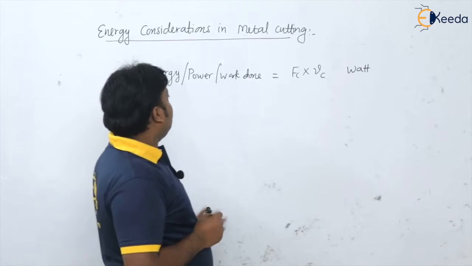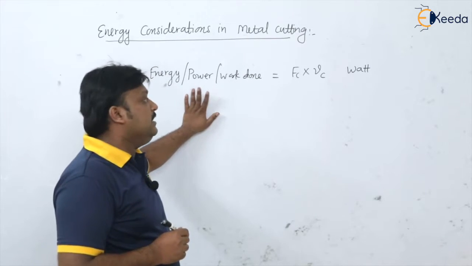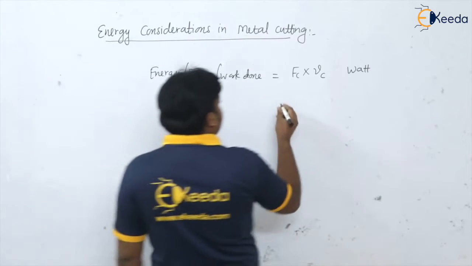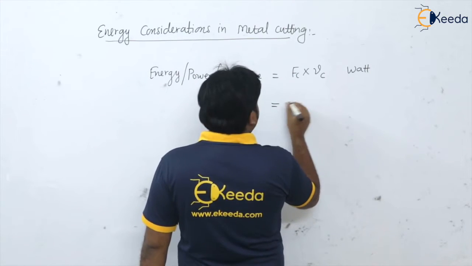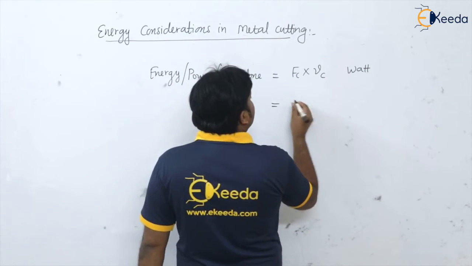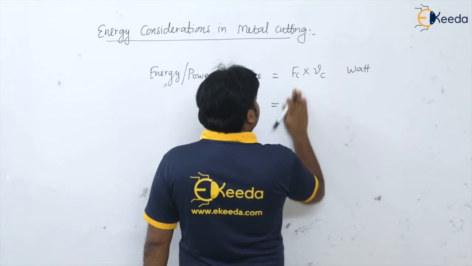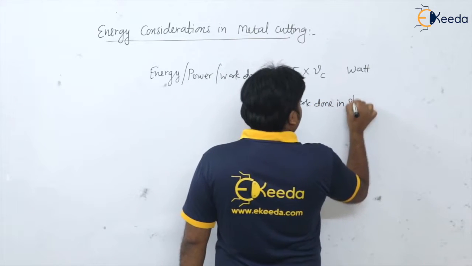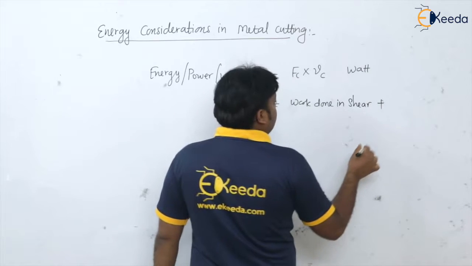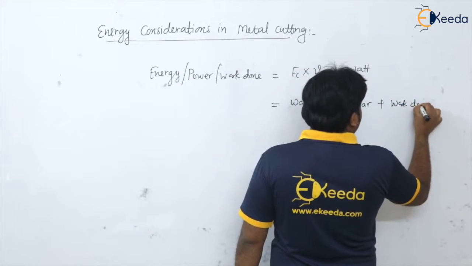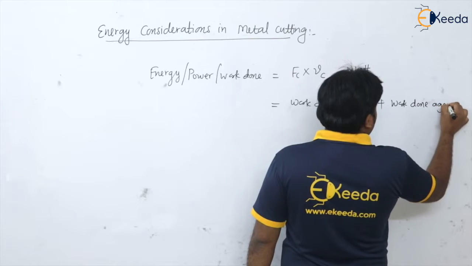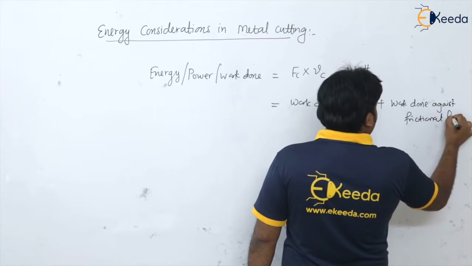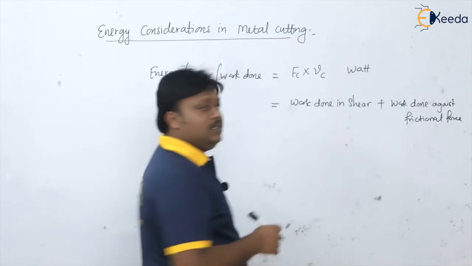But see, this total energy or total work done in this metal cutting operation is nothing but the summation of the work done against the shear, that is work done in shear, plus the work done against the frictional force when the chip is moving along the rake face of the tool.